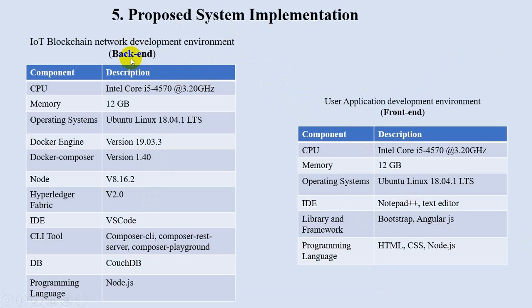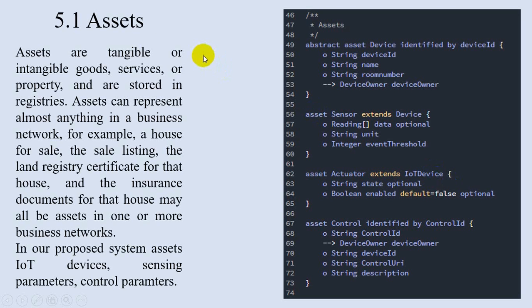As you can see, for the backend we use these devices and programming languages: CPU, memory, and Node, and this one is for IoT blockchain network development and user application. We use HTML, CSS, and a Node.js based application, and they're given assets. Assets are tangible or intangible goods, services, or property, and are stored in registers.